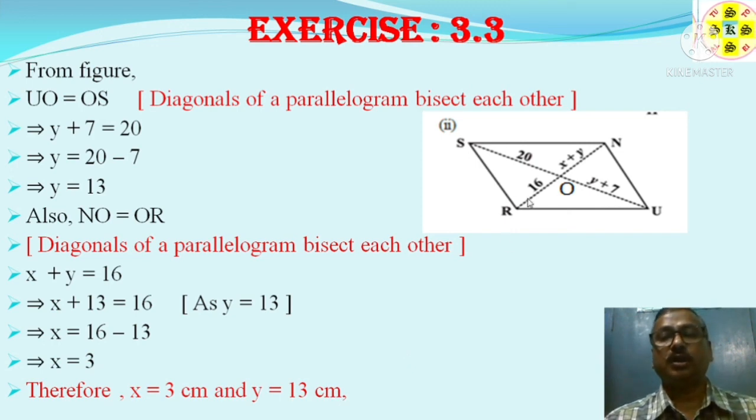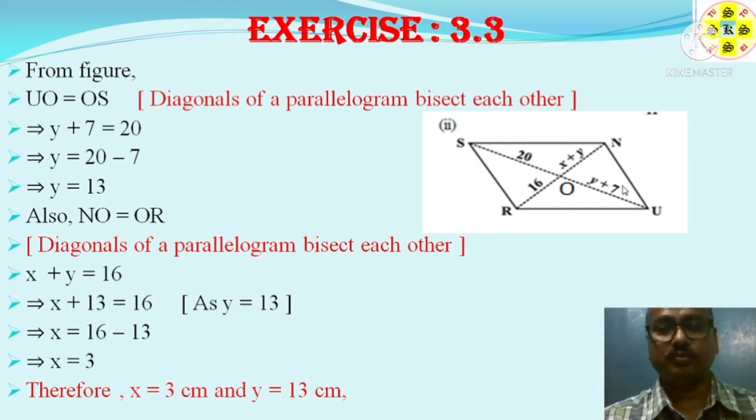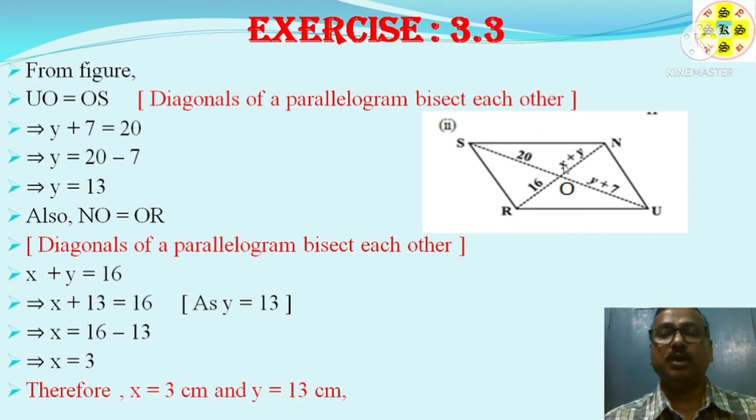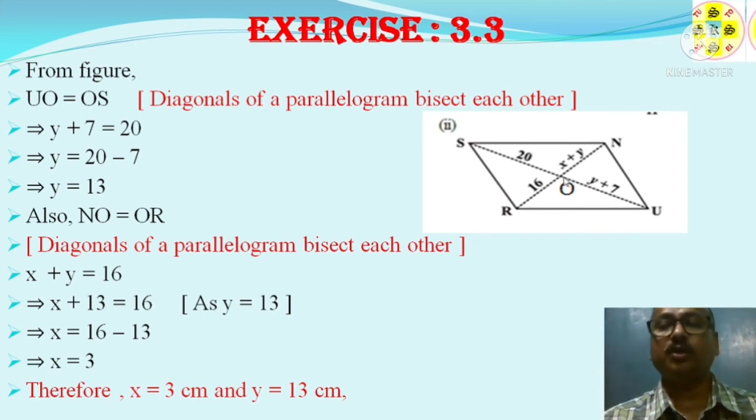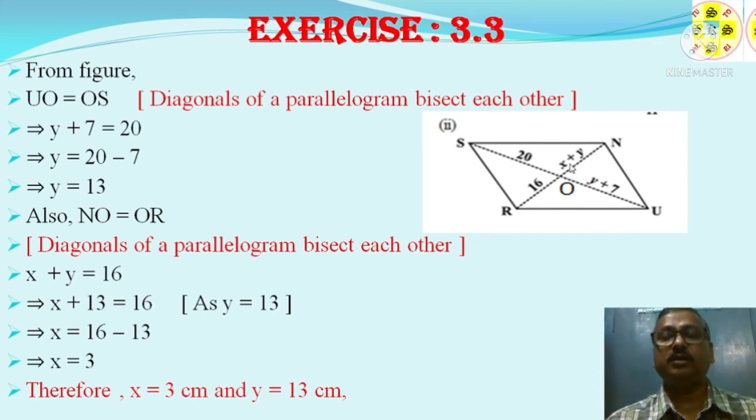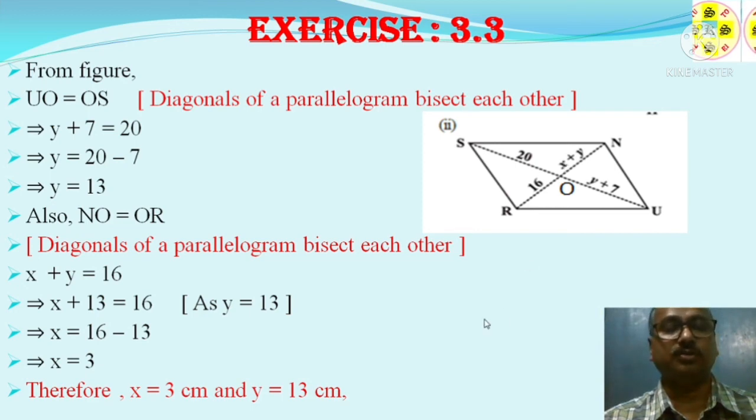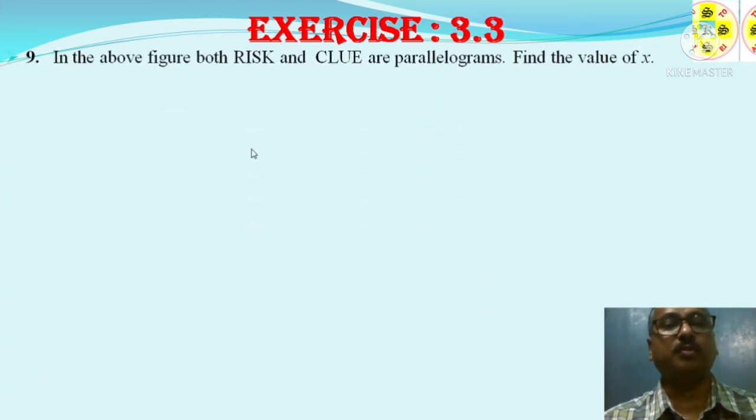So this is the question on a parallelogram whose diagonals bisect each other. Now any pattern may be given, but most questions in this chapter involve x, y, z. So use some properties of parallelogram and find the unknowns. So that's all. Now let us move to the next question, question number 9.